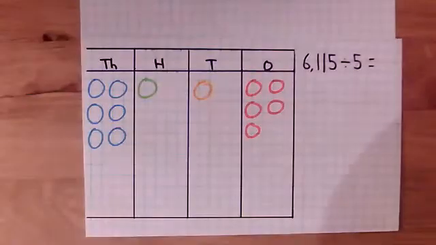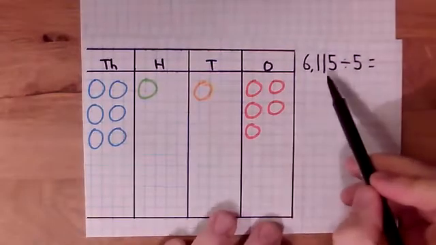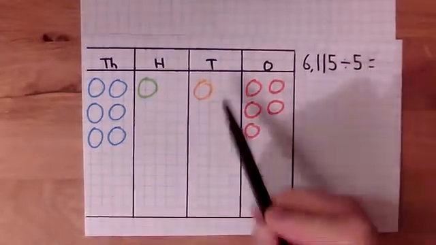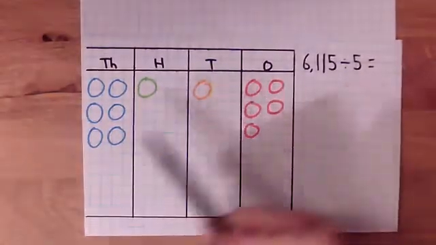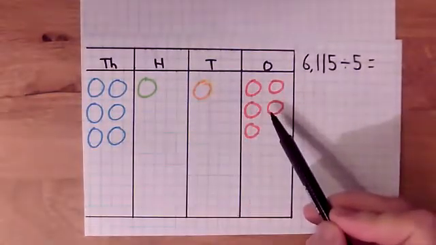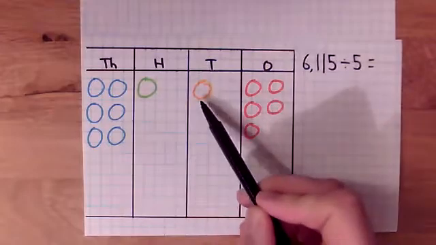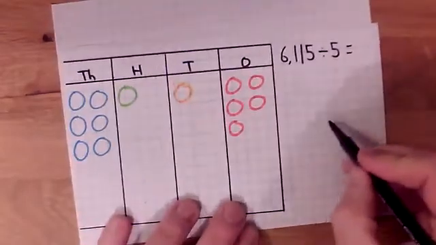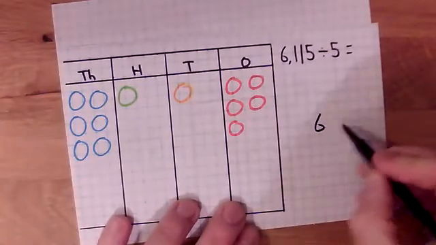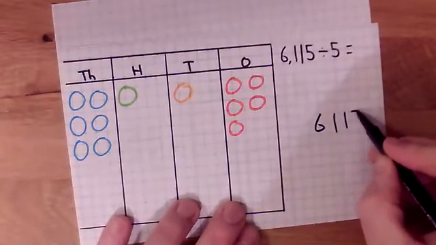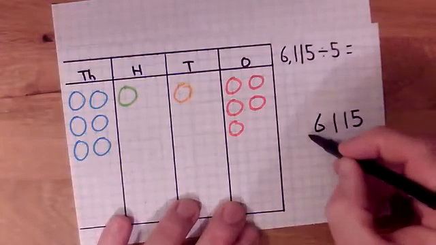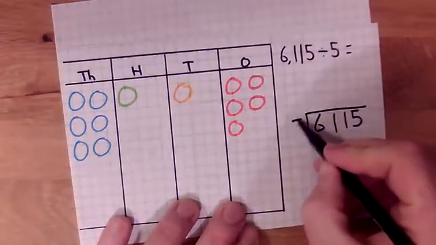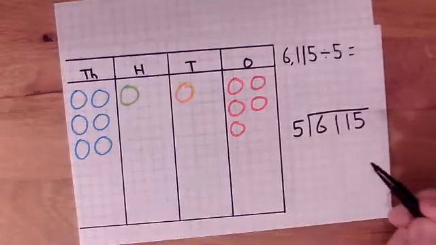Okay, so this one's got a few extra exchanges to deal with. So I've got 6,115 being divided by 5. So I've set my place value grid up. I've put my counters in the right places: 6,000s, 100, 110, and 5 ones. And I've also set out my bus stop. So I've got 6,115. And I'm going to divide that all by 5.